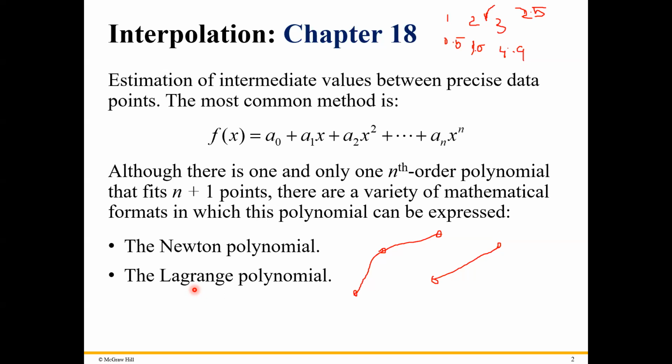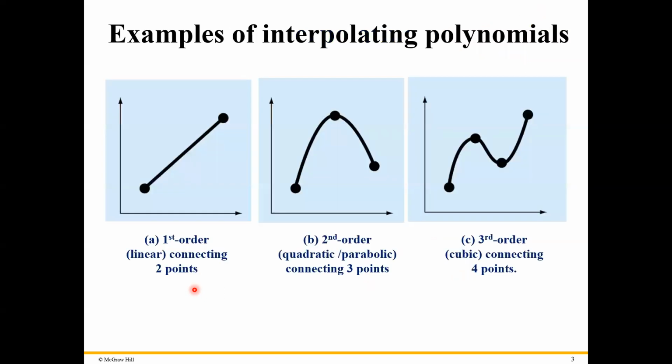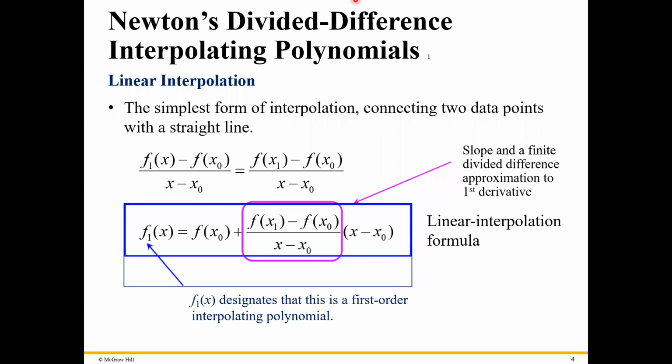So first we will look at the Newton polynomial method, and then we will look at the Lagrange polynomial method. This is just the explanation of what we have previously said. For a first order polynomial, we need 2 points. For the second order polynomial, we need at least 3 points. And for the third order polynomial, we need 4 points, for establishing the curve for the interpolation. So first let's look at Newton's method.